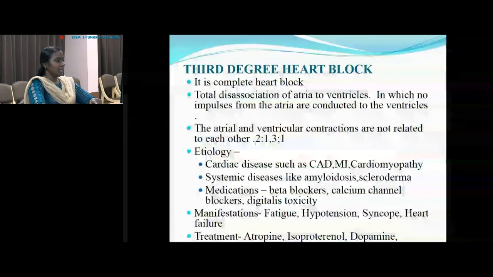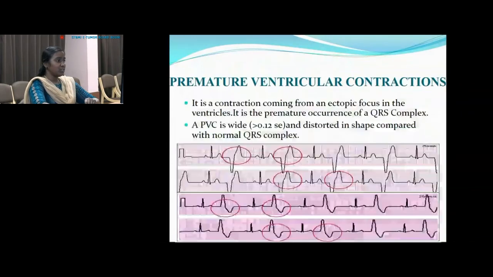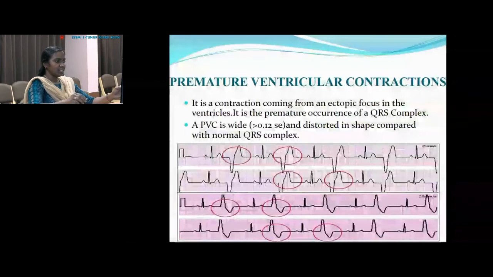And next one is ventricular dysrhythmias. Ventricular dysrhythmias, first one is premature ventricular contractions. PVC is a contraction coming from an ectopic focus in the ventricles. It is a premature occurrence of a QRS complex, like the premature atrial contraction we studied. So like that, premature ventricular contraction. Here the PVC QRS complex duration will be more than 0.12 second, and it is distorted in shape compared with the normal QRS complex. See here the rounded shape, it is the PVC QRS, a premature QRS complex.